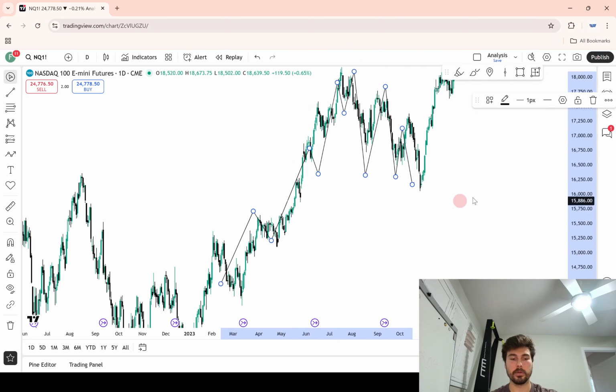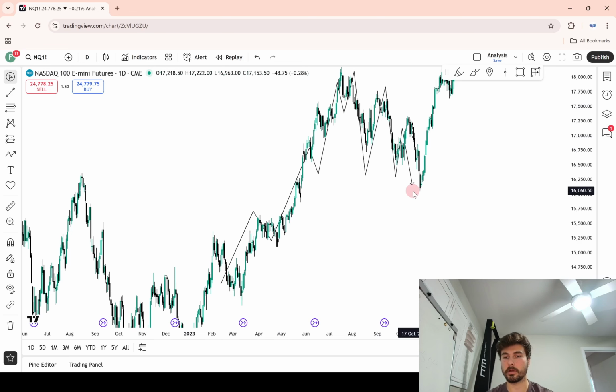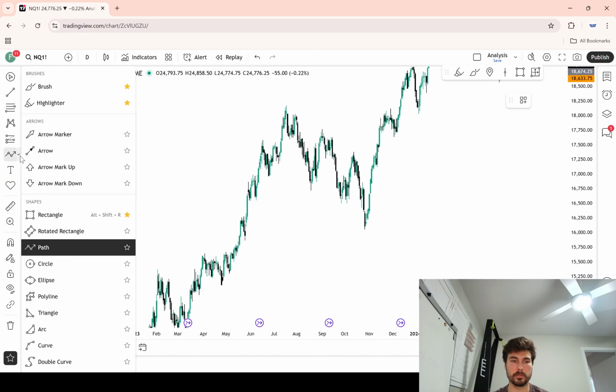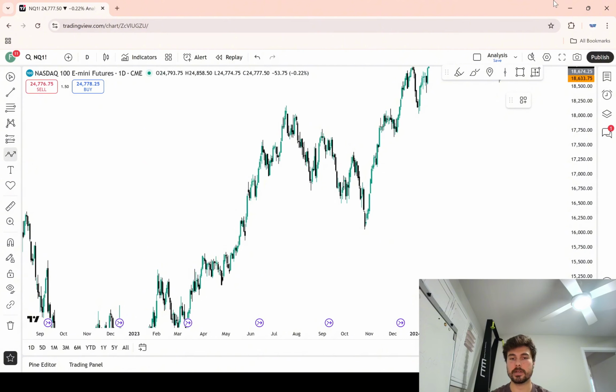And a good practice if you're new or even if you've been studying for a while, what I want you guys to do on your charts in particular is start with the daily chart and go over the side here, grab this tool. It's called the path tool. And just start drawing out the swings.